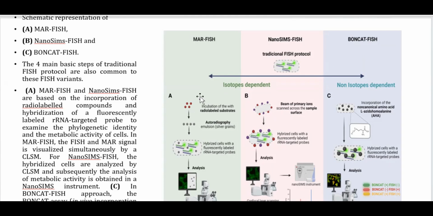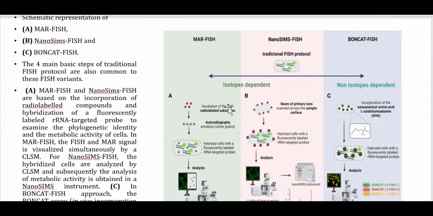The basis of the rest of the technique is going to be similar, right? But if it is the radioactive label, then autoradiography will be required. But if it is fluorescence, then a fluorescence microscope or flow cytometry will be required. That is how the variations are there in the detecting systems and the probes which are going to work.